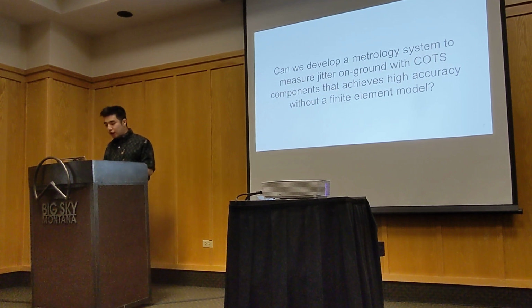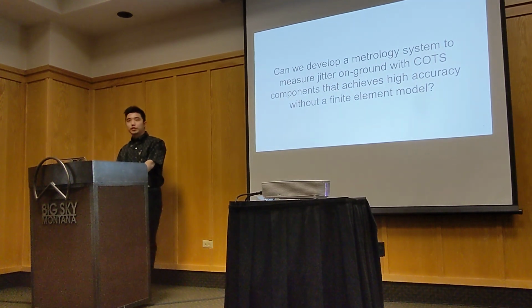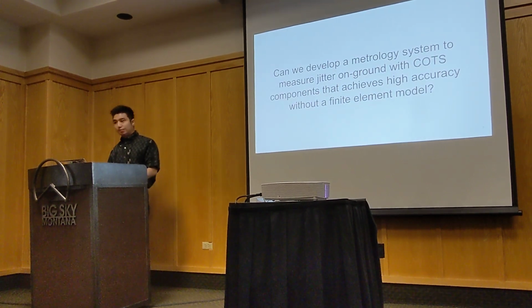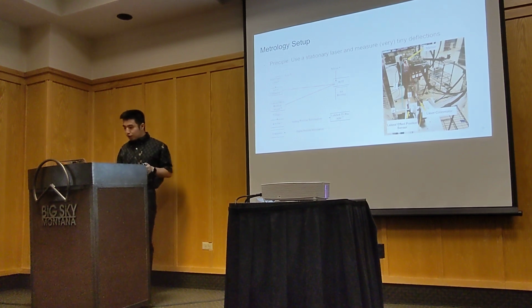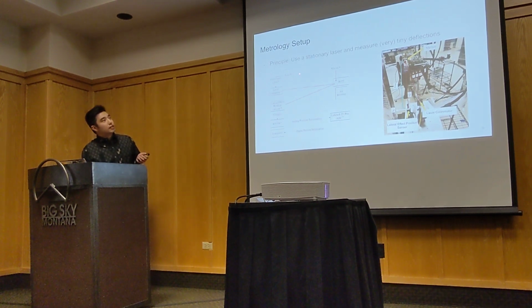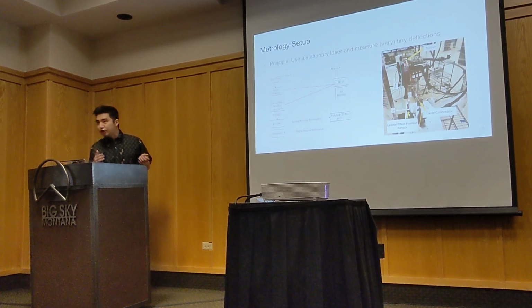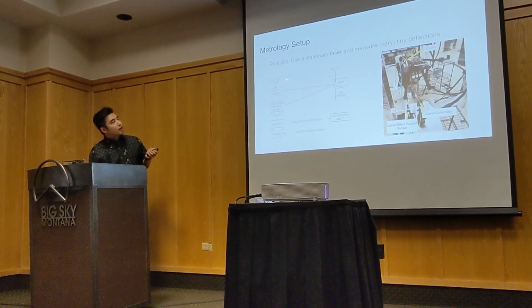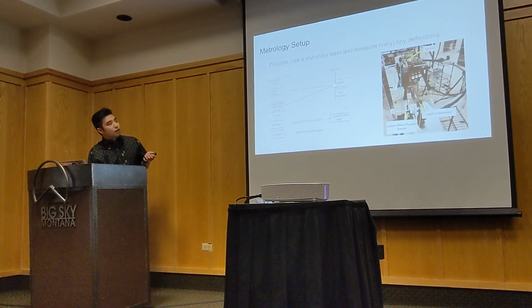And so for us, we asked, can we develop a metrology system to measure jitter on the ground with commercial off-the-shelf components that achieves high accuracy without a finite element model? The principle for our metrology setup is to use a stationary laser and measure tiny deflections caused by the satellite. In this block diagram, the laser feeds a collimator. The collimator produces an incident beam onto a mirror that is mounted to HyTI.